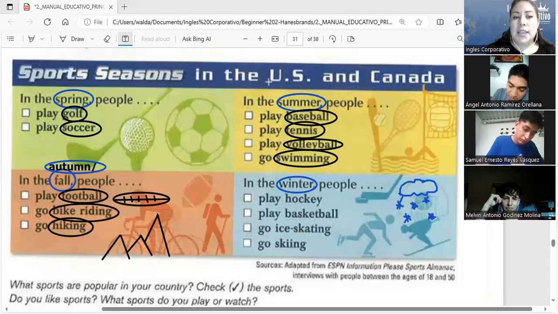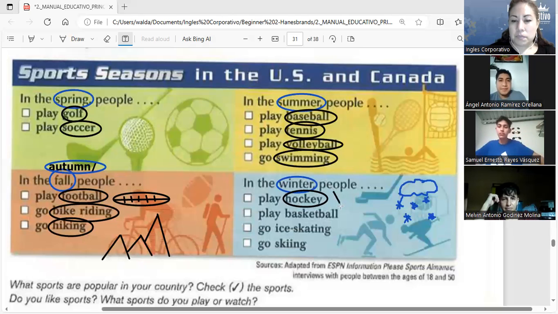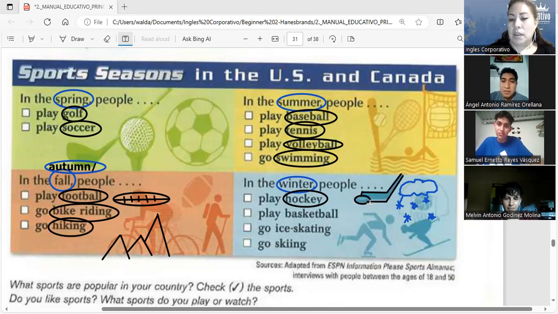Okay, good. Then we have hockey, play hockey. Do we understand hockey? Yes. So over here we have hockey. Usually we play hockey on ice, but it is possible to play it some other way too. Like you can do it on a, what's it called, a basketball court. But usually it's more like ice hockey.